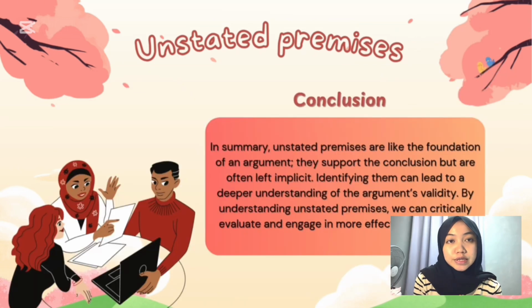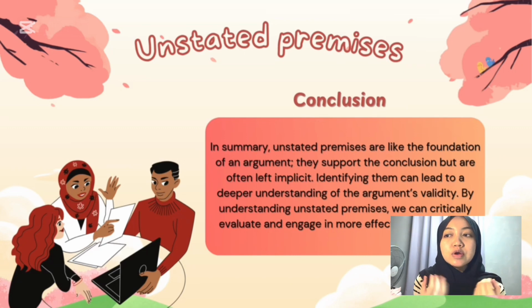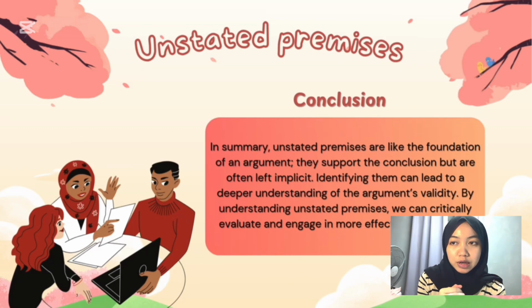So the conclusion that we get from unstated premises is that they are like the foundation of an argument. They support the conclusion, but are often left implicit. Identifying them can lead to a deeper understanding of the argument's validity. By understanding these unstated premises, we can critically evaluate and engage in more effective discussion.